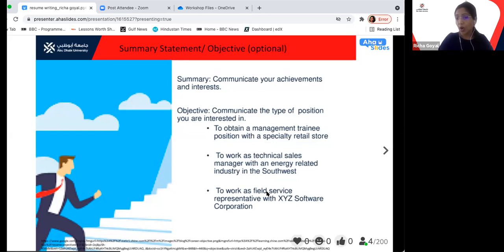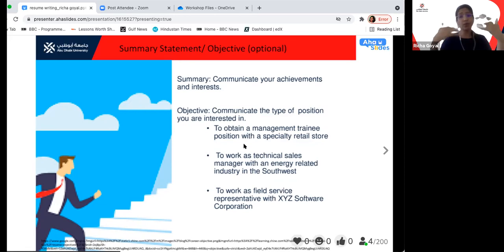How about in the education field? Yes, you can have an objective there as well, or you can have a summary. Either of the two. How to write it then? You can say, a teaching position at tertiary level, a teaching position at a school, a teaching position at a university, which requires lesson planning, teaching and classroom management skills. So this position, this institute, which requires these skills.